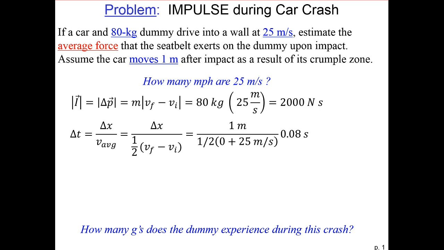Okay, so now we have the change in the momentum and the time of the collision, so we can solve for the average force. The impulse, or change in momentum, is equal to the force times time, so the force is equal to the change in momentum divided by the time.